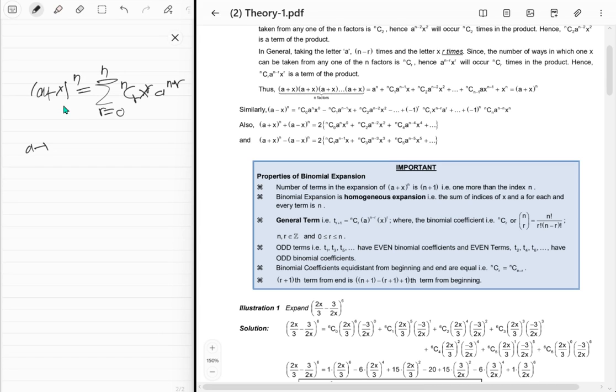So (a − x)^n is equal to the summation from r equal to 0 to n of nCr (−1)^r x^r a^(n−r). So negative x power r is negative 1 power r times x power r. That just makes it an alternating series. For r equal to 0, this thing is 1, for r equal to 1, this will be negative, and so on.